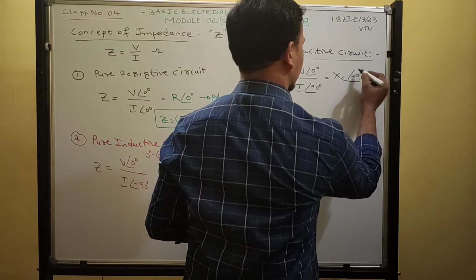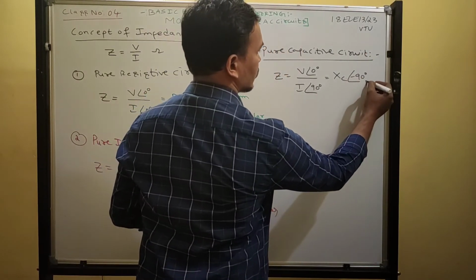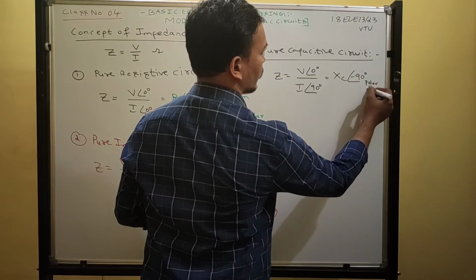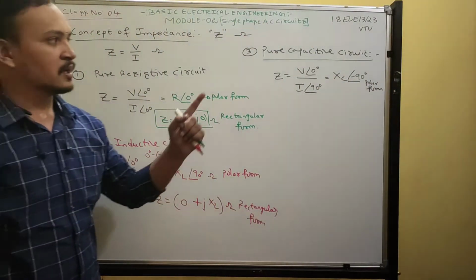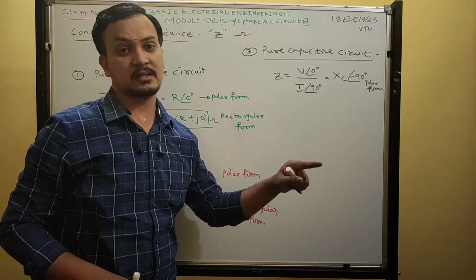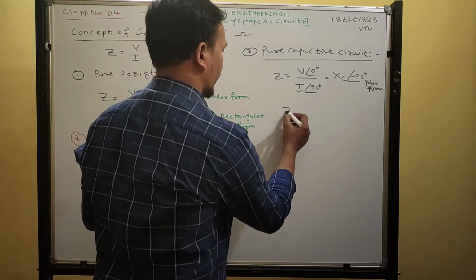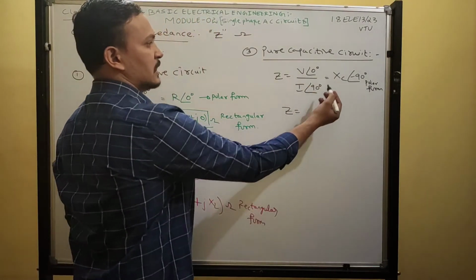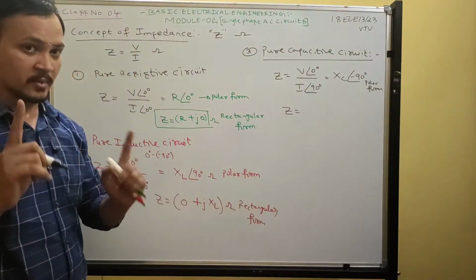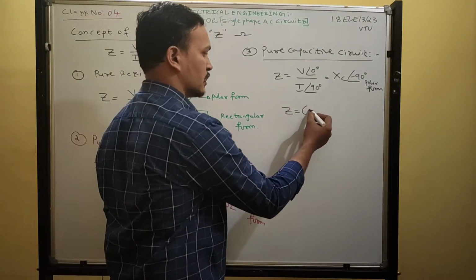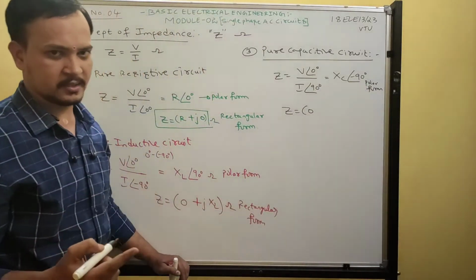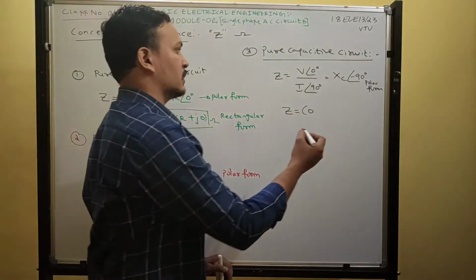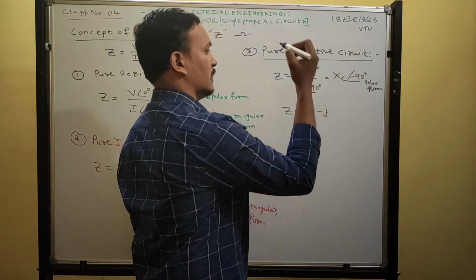So minus 90 degrees. So what is this? This is in polar form. So impedance for a pure capacitive circuit in polar form is XC at an angle of minus 90. Now what about impedance in rectangular form? Whenever reactance is there, that is the imaginary component. Real part is 0, nothing. But whenever you have a negative angle, you will get minus J.